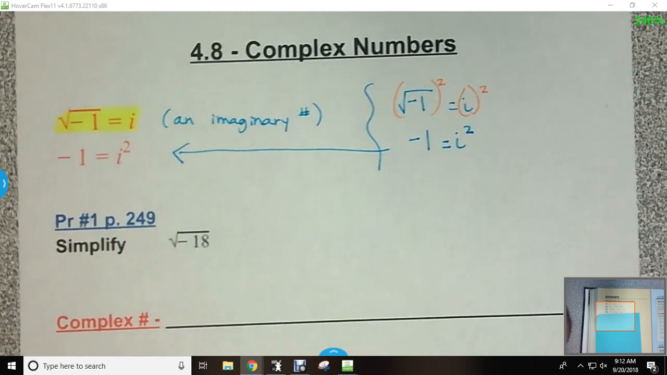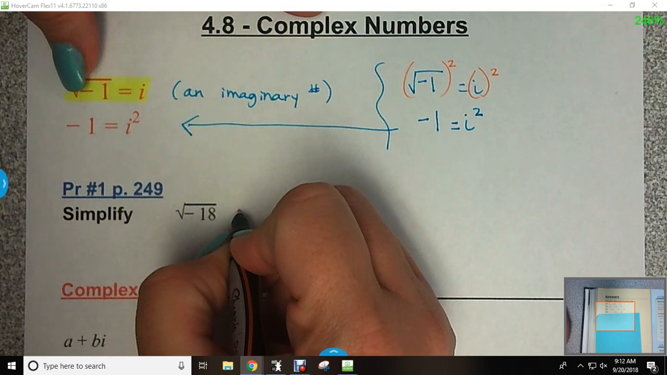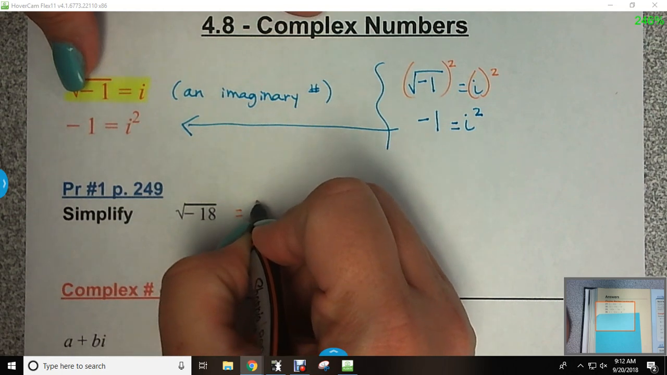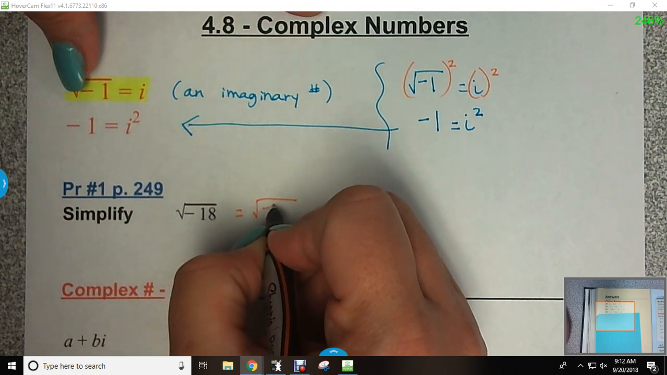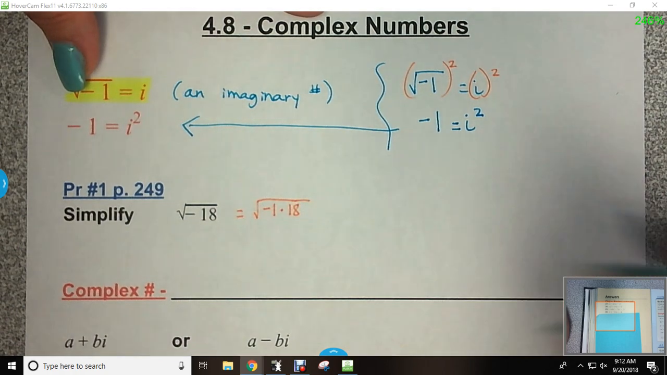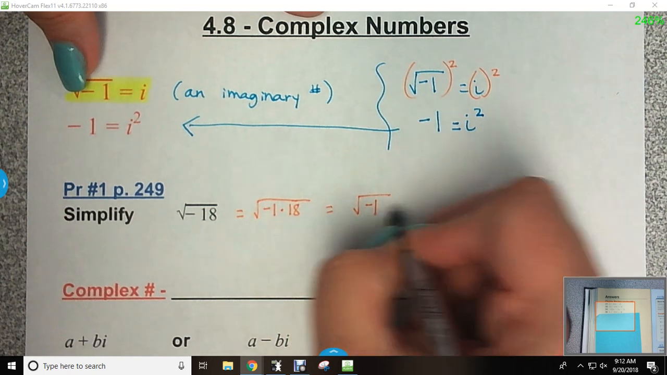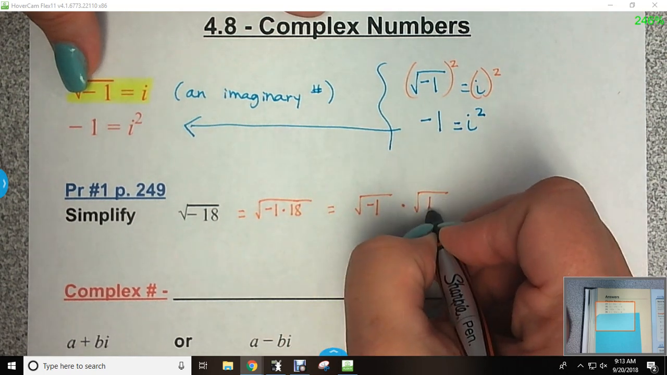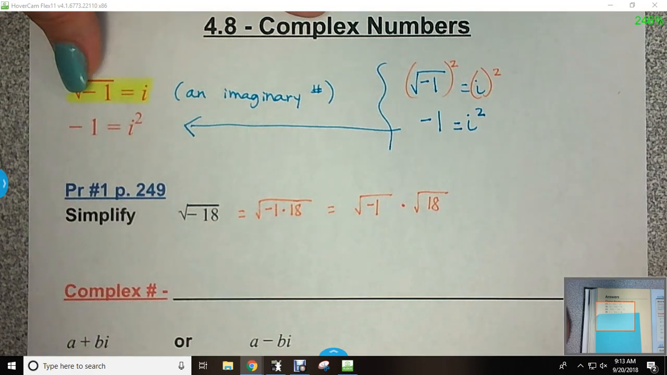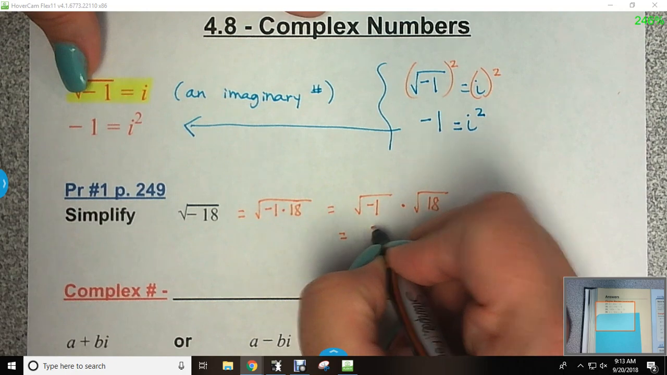So now, for problem number 1, they want me to simplify the square root of -18. Well, the first thing I'm going to do is rewrite that as the square root of -1 times a positive 18. So when I separate that, it looks like this. So now the square root of -1 is an i.